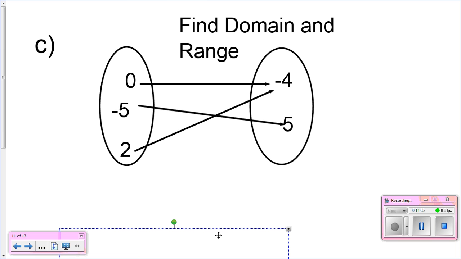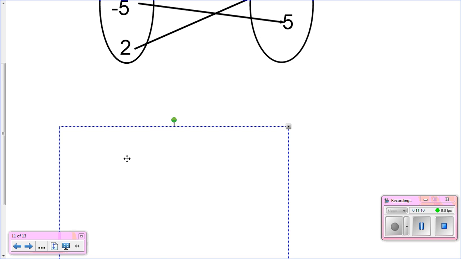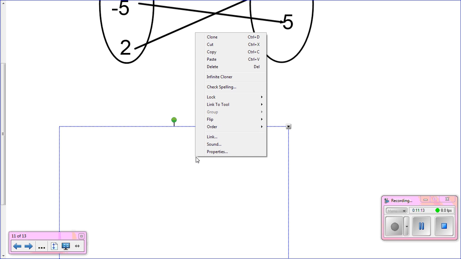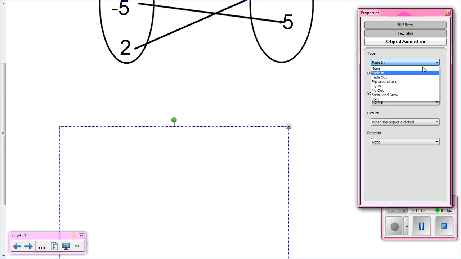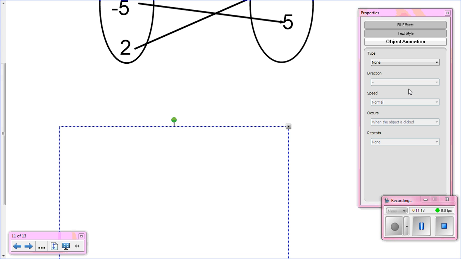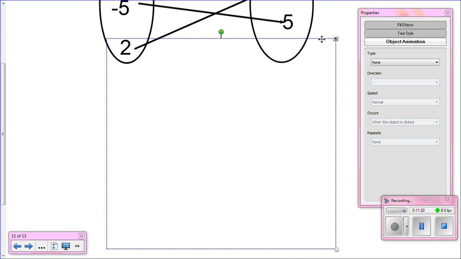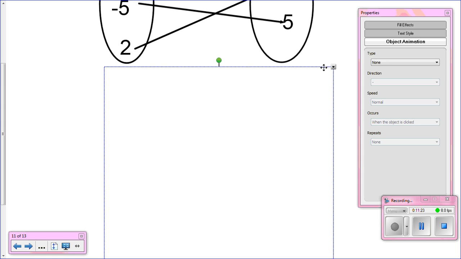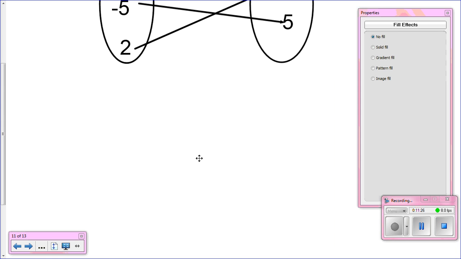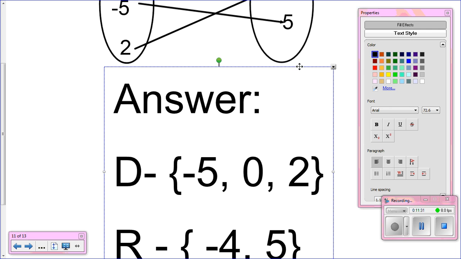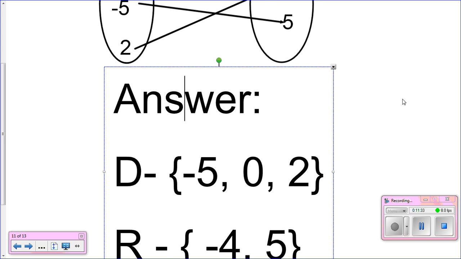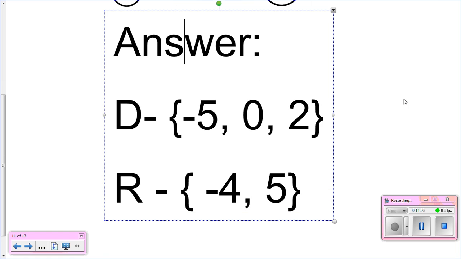Next one. My answer, oh goodness, I don't know why it won't let me have it. It's annoying now. None. Enter. Oh, it's being very odd. Weird. Okay, there we go. Sorry, it took so long. Really? Okay, I don't know what's going on with it. Here the answer is, sorry I can't show you the problem and the answer, but my domain is -5, 0, and 2, my range is -4 and 5.